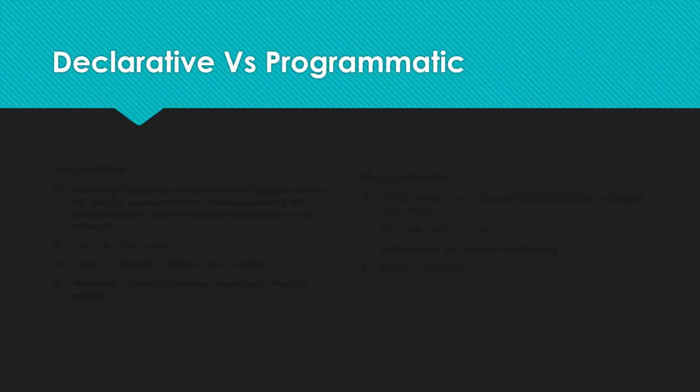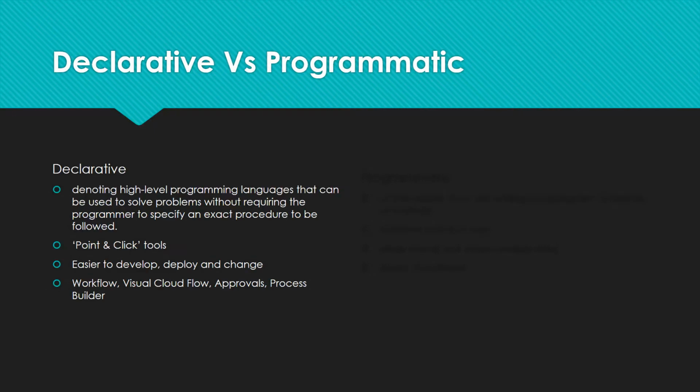So let's go over declarative versus programmatic. Declarative, the definition would be denoting high-level programming languages that can be used to solve problems without requiring the programmer to specify an exact procedure to be followed. So in Salesforce, these would be your point and click development tools. The advantage is they're easier to develop, they're easier to deploy, and they're easier to change.